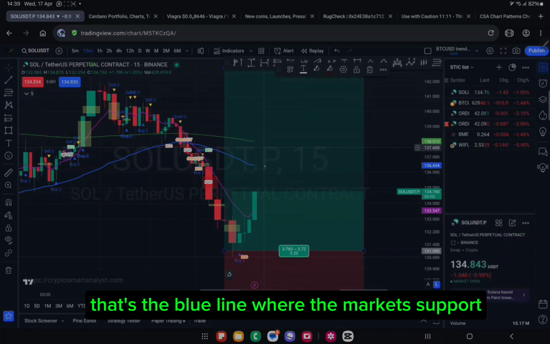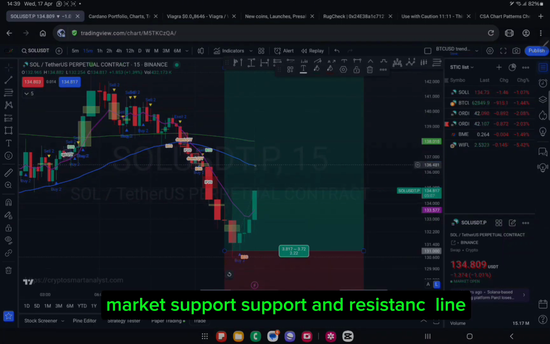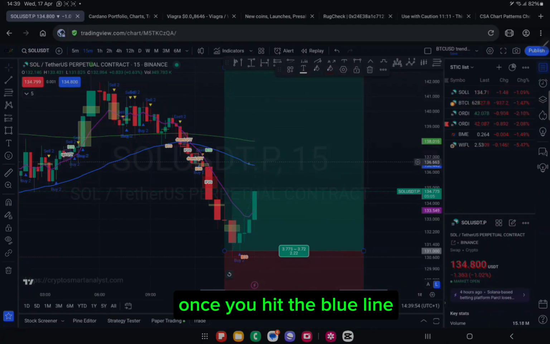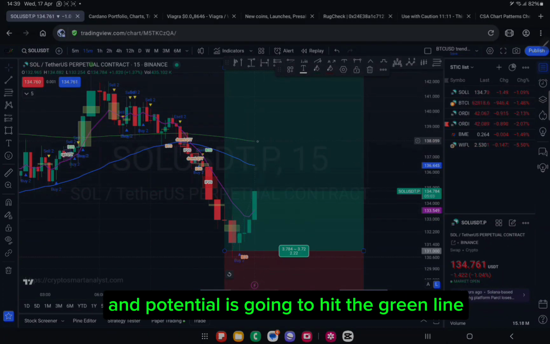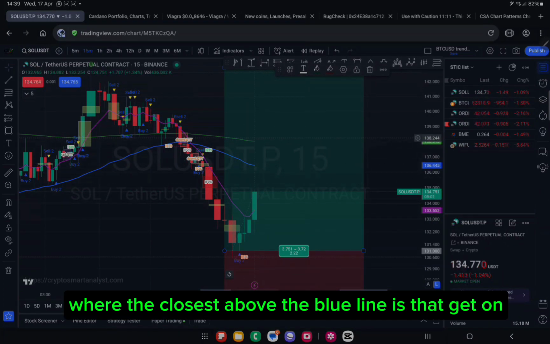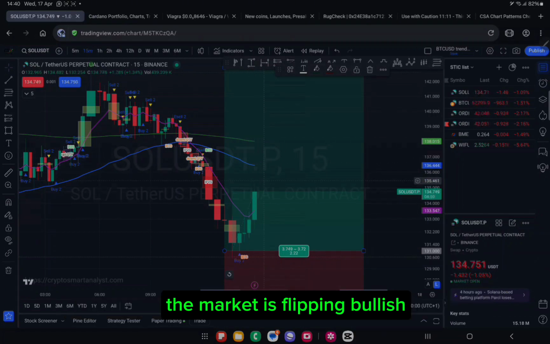That's the blue line, the market support or resistance line. Once you hit the blue line, you want to take your profit, and potentially it is going to hit the green line. But if it closes above the blue line, it is an indication the market is flipping bullish. Then you can follow it through.